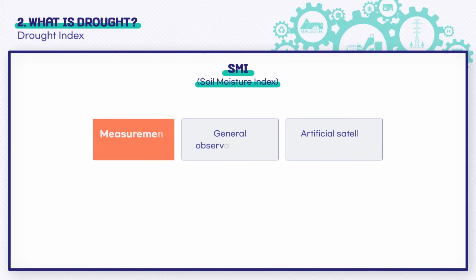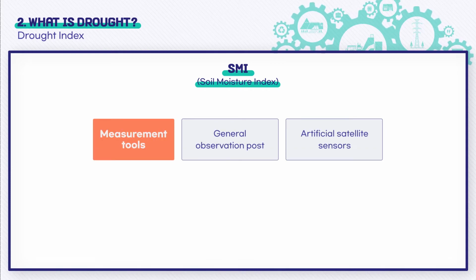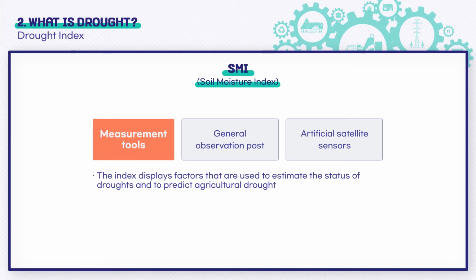The tools used for collecting data for monitoring and predicting soil moisture as well as droughts include general observation posts and artificial satellite sensors, which are used in combination with general observation posts. New modeling and sensor technologies are continuously being developed, which will result in more accurate and reliable agricultural drought forecasts.